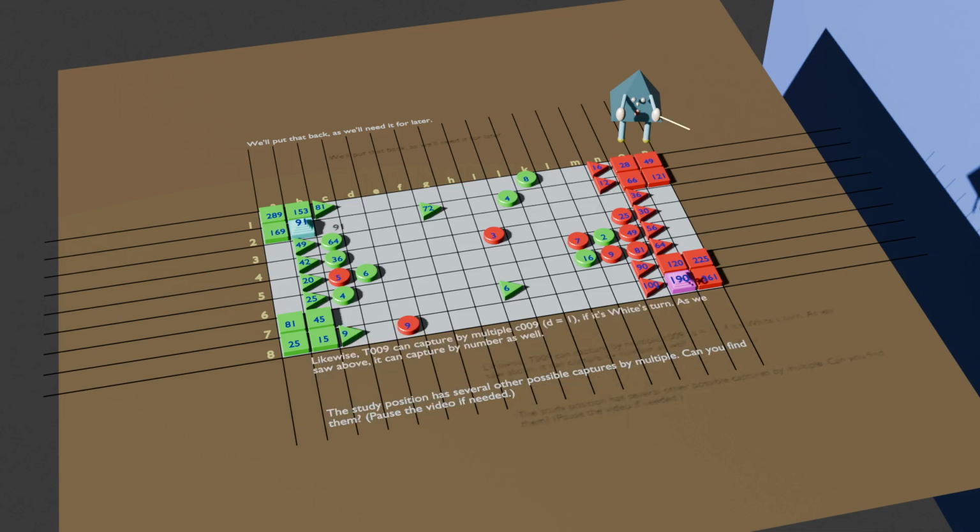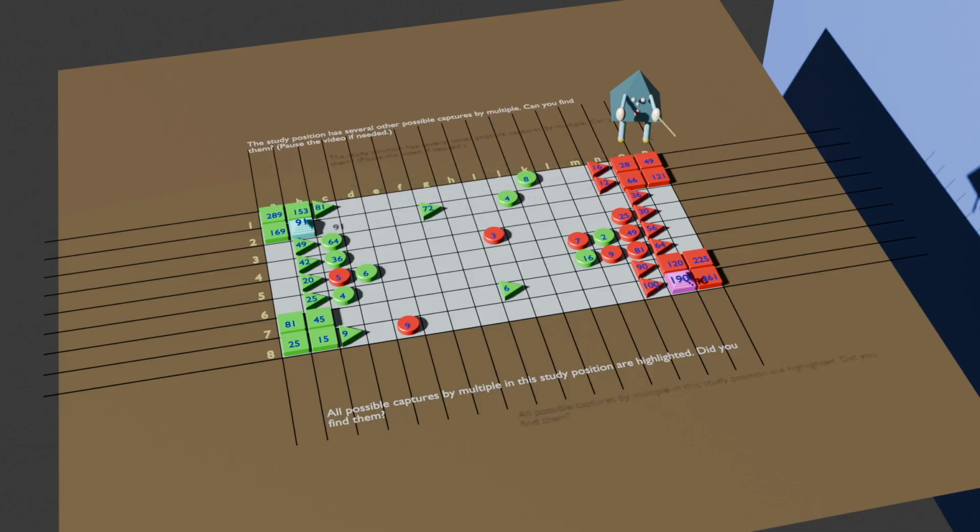The study position has several other possible captures by multiple. Can you find them? Pause the video if needed. All possible captures by multiple in this study position are highlighted. Did you find them?